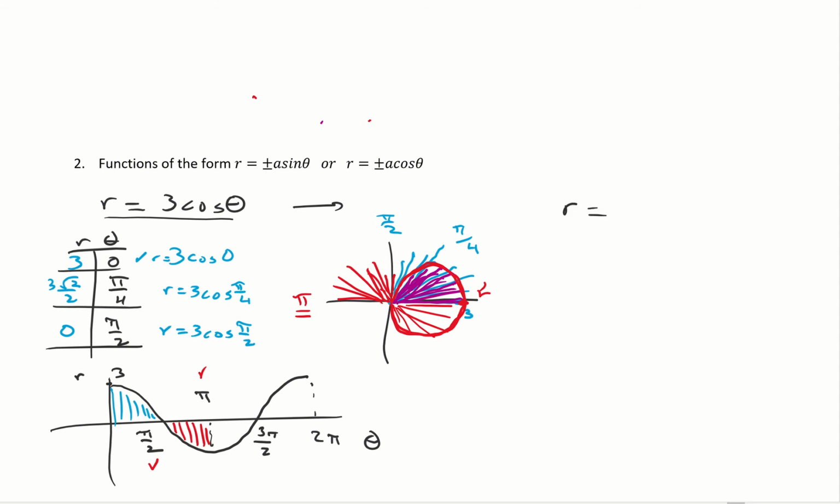Here's r is equal to 3 cosine theta. And the story is, can I convert this to rectangular to prove to you that it's a circle? And the answer is, of course I can. I've practiced. So here's how you convert this to rectangular. You ready? Take a breath.